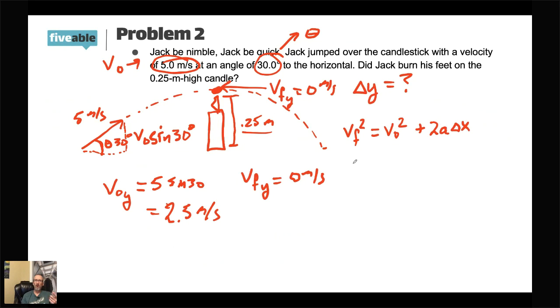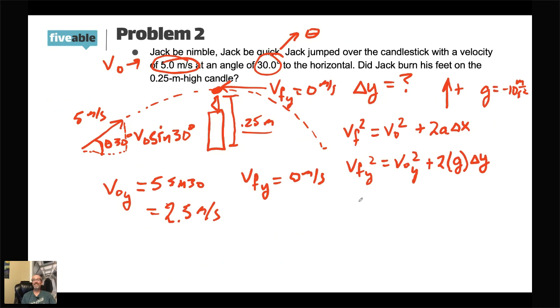Because we're traveling in the y direction, one of the things I like to do is say this is the final velocity in the y squared, equal to the original velocity in the y squared, plus 2 times g, which is gravity, times the change in the y position. So if Jack is moving upwards, we're going to make upwards the positive direction, which means that gravity here will be in the negative direction. So this is going to be negative 10 meters per second squared. And yes, you should always use negative 10. It is allowed on the AP Physics 1 test, and it will make everything a lot easier as you go through.